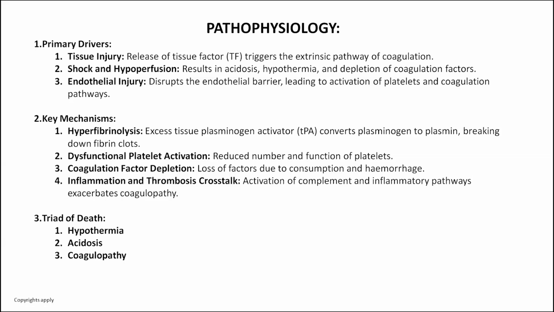If things are not kept in check, this will lead to endothelial injury because of disruption of the endothelial barrier, leading to abnormal activation of platelets and the coagulation pathway. So, what are the major mechanisms by which TIC, or trauma-induced coagulopathy, happens? It can be hyperfibrinolysis, that is excessive tissue plasminogen activator presence, which breaks down the fibrin clots. Usually a clot has to form and prevent bleeding, but because of excessive presence of TPA, this clot breaks down and the patient ends up bleeding again. So that is hyperfibrinolysis.